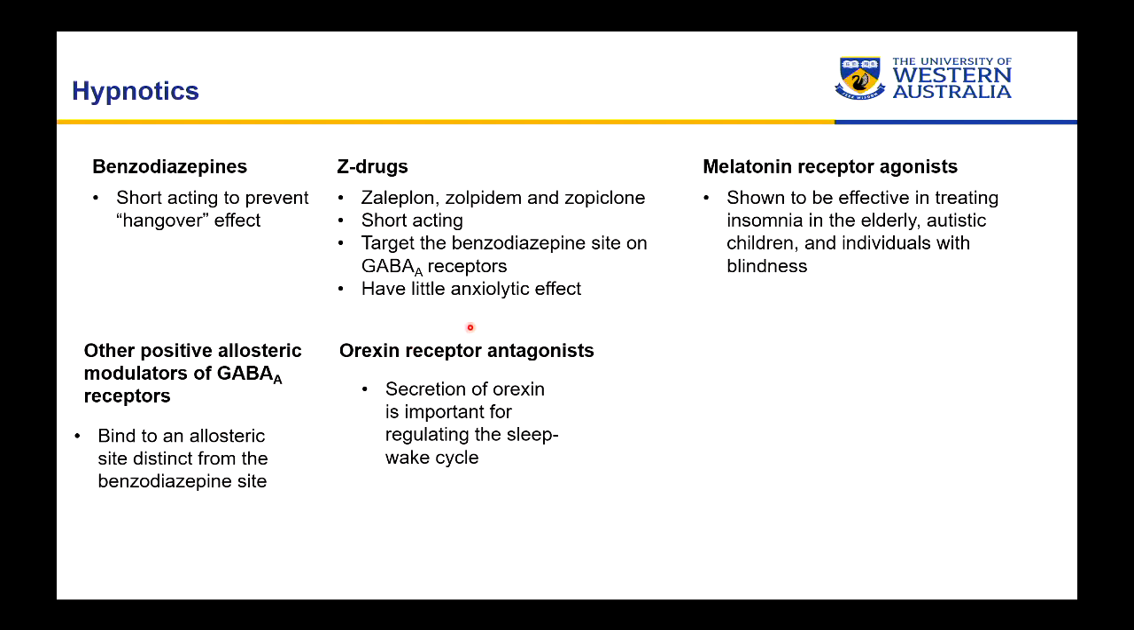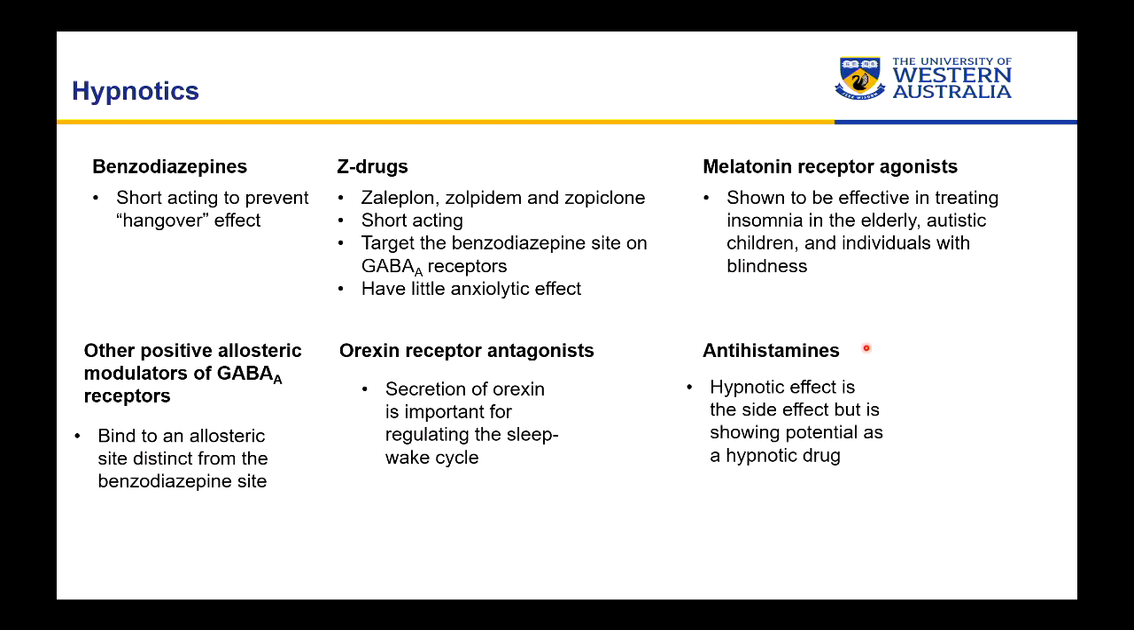There are also orexin receptor antagonists. I don't know if you've heard of orexin before. If you're doing neuroscience, you hear orexin pop up every now and then. Orexin is very important for regulating your sleep-wake cycle. If you've heard of circadian rhythms before, it's your 24-hour body clock. Orexin is really important for controlling this 24-hour body clock, when you get tired, the sleep pressure build-up, all those kinds of things. We won't talk about it because it's very neuroscience heavy.